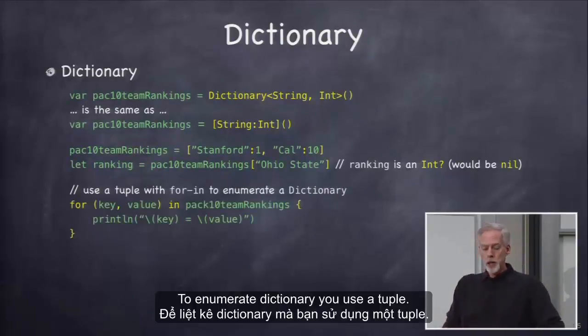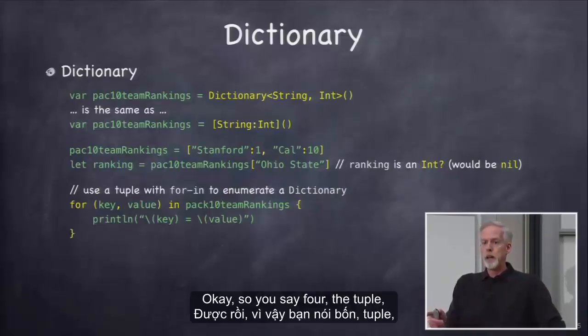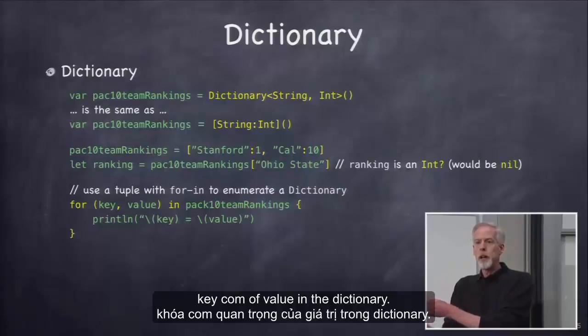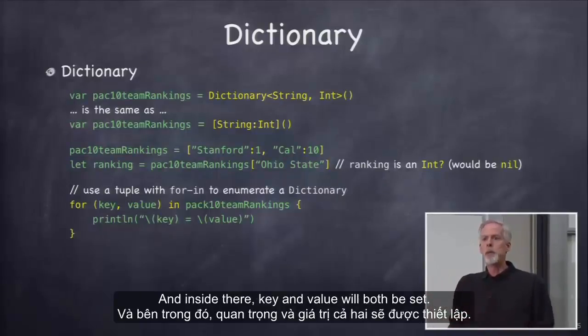To enumerate a dictionary, you use a tuple. So you say for the tuple key comma value in the dictionary, and then inside there, key and value will both be set.